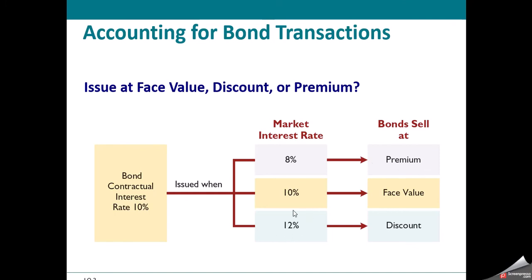If it's the other way, if all the other bonds in the market are paying 12% and these bonds are making 10%, I don't want to buy these bonds. You know what I mean? These bonds would be last on my list. So they're going to have to sell at a discount. The price is going to go down to get people to buy them.